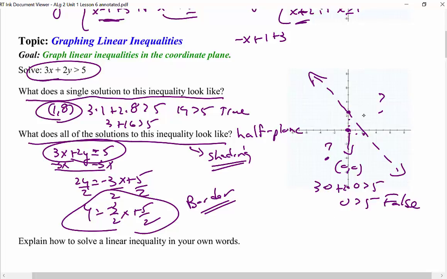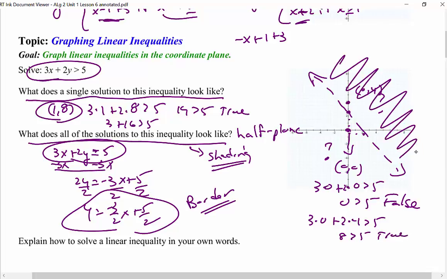Now if I pick a point on the other side, pick a nice one, something real easy, like (0, 4). So if I plug in (0, 4), that's 3 times 0 plus 2 times 4 is greater than 5. So that's 0 plus 8 is greater than 5. That's true. So that means you shade this side.